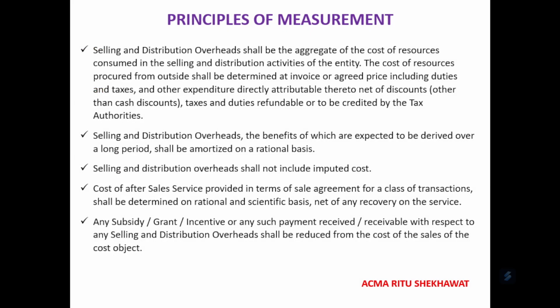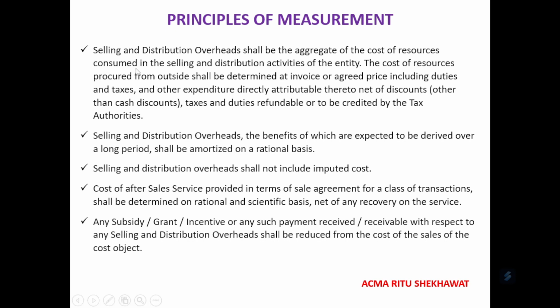So the principle of measurement is that selling and distribution overhead shall be the aggregate of the cost of resources consumed in the selling and distribution activity of the entity. It says to sell the product plus transferring the product from one place to another, one godown to another, from one unit to the ultimate consumer. Whatever the expenses, marketing, advertisement, distribution cost, will become part of selling and distribution overhead.